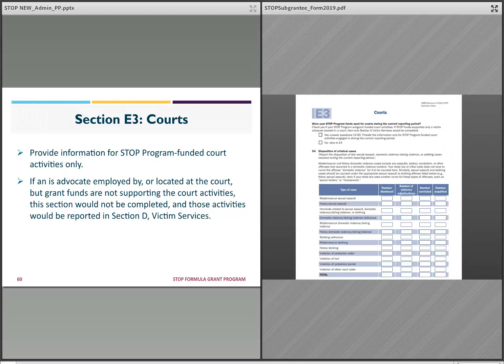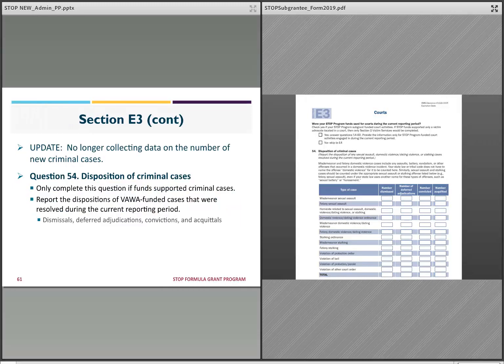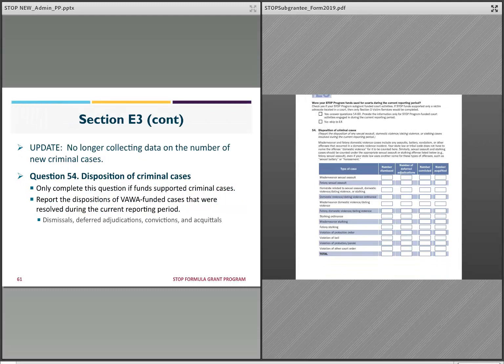The next section, section E3, courts, should only be reported if your STOP subgrantee used subgrant funding to directly support court's activities. If an advocate is located at the court, those activities should be reported in Section D, Victim Services, not in the court section. In the court section, subgrantees no longer need to collect data on the number of new criminal cases for the purposes of this progress reporting form, as there is no longer a question to report that data.